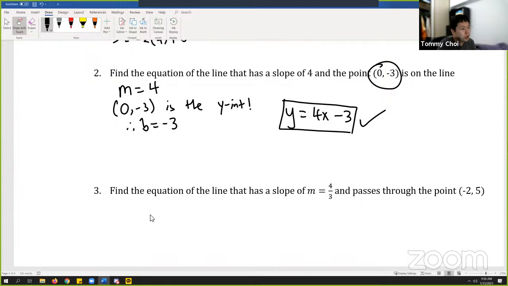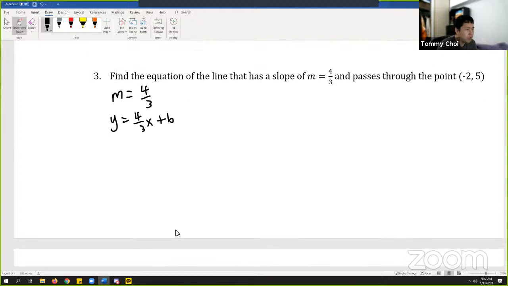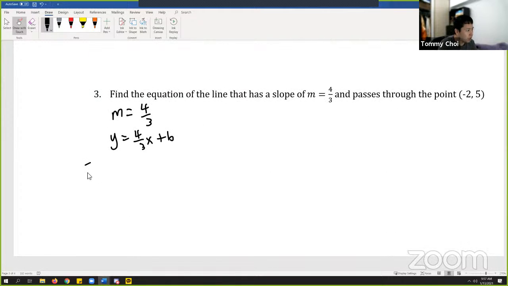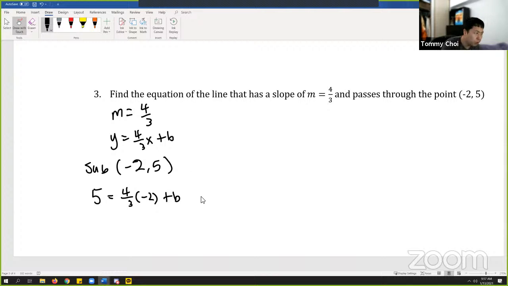Question 3. Find the equation of the line that has the slope 4/3 and passes through (-2, 5). So the slope here is 4/3. So then we have y equals 4/3 x plus b. And it passes through the point (-2, 5). So we're going to sub (-2, 5) into the equation, which will give us this. Now this question forces us to use fractions. Does that change anything? Nope.